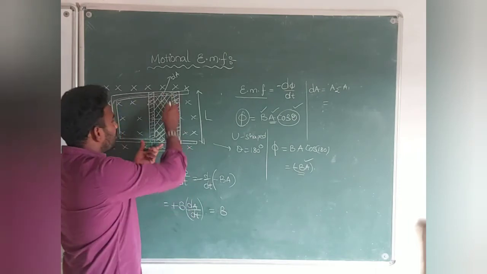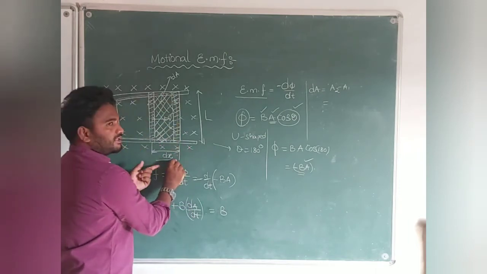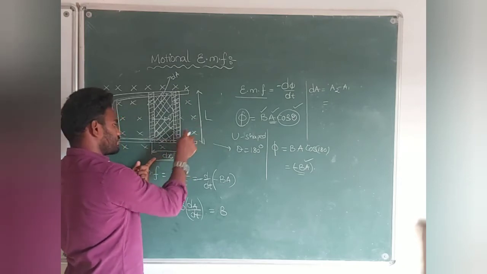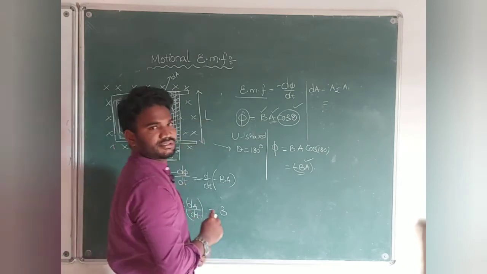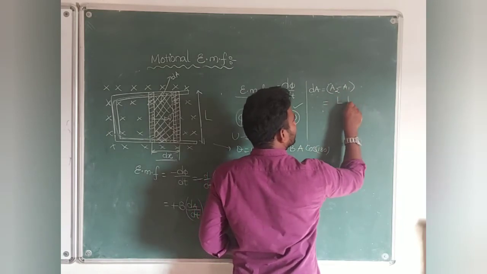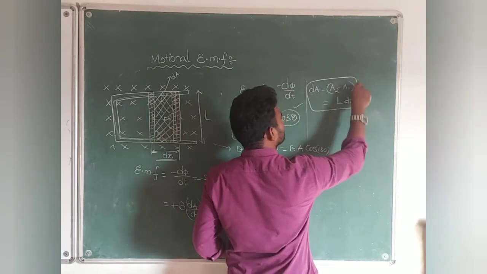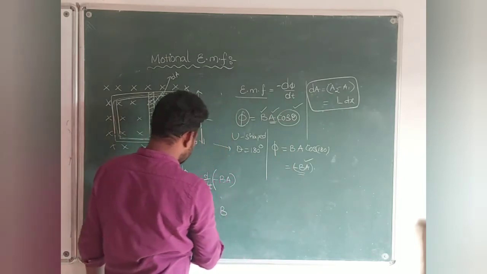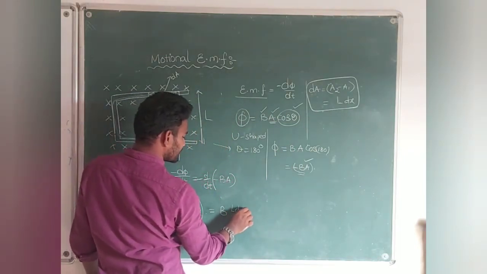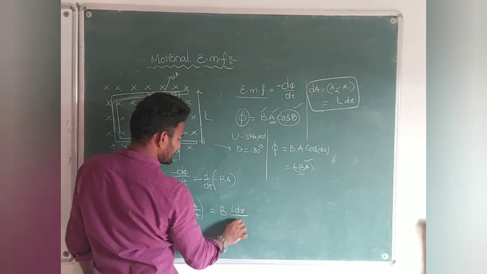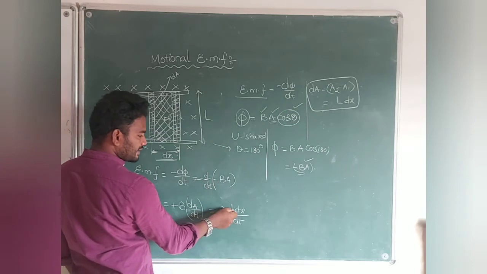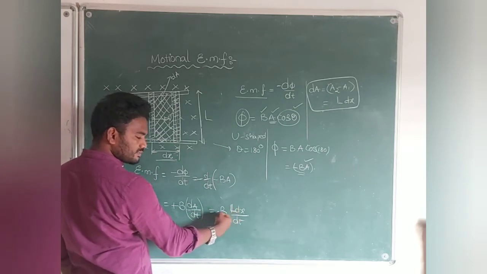What is this area alone? dx is the breadth of this rectangle and L is the length of this rectangle. So what is the area of the rectangle? L into dx. Are you getting my point? A2 minus A1 is equal to L into dx. Substitute this value in this. dA by dt means L into dx divided by dt. L is fixed here, but dx is variable. Let us take out this L also.